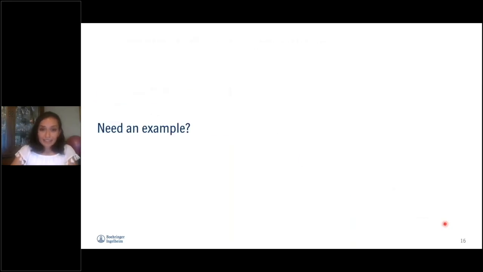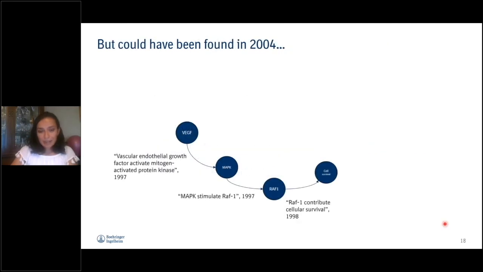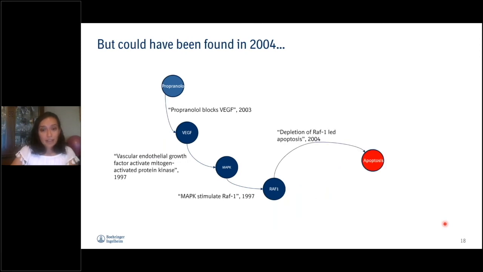If you need an example for why that would be necessary, here is one. Propranolol preventing hemangioma was published in 2008. We had the knowledge that the VGF pathway to RAF1 and cell survival was published in 1997 and 1998. Then in 2003, they published that propranolol was blocking VGF, and this was causing apoptosis, which was published in 2004. And with this apoptosis, it was inducing hemangioma.